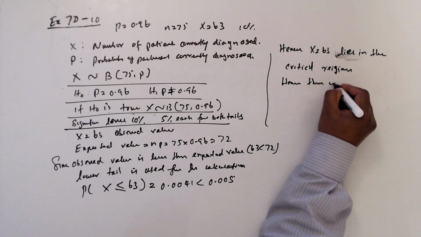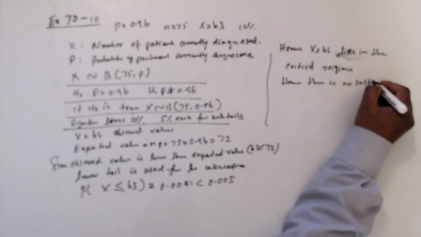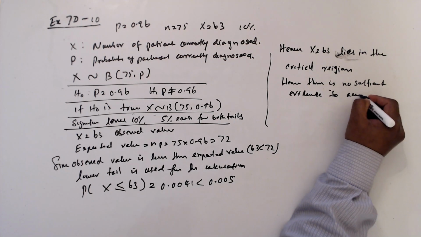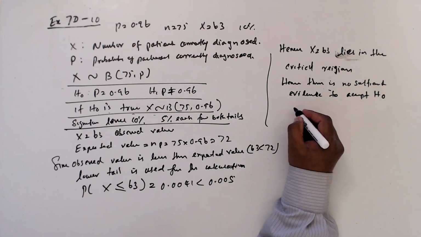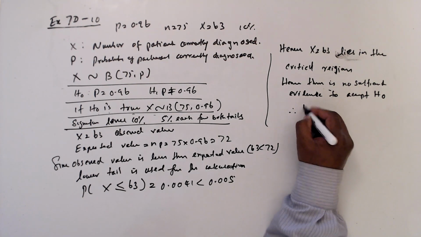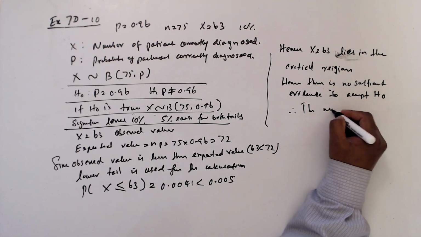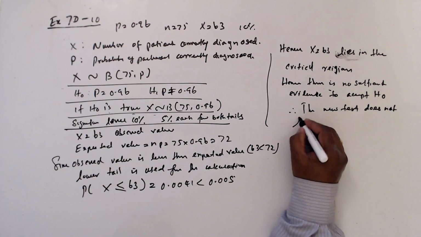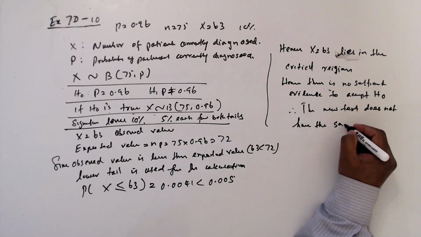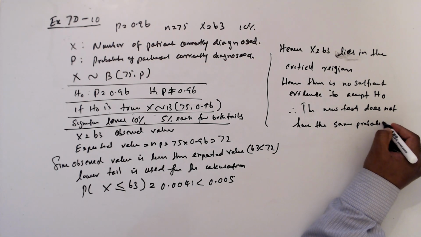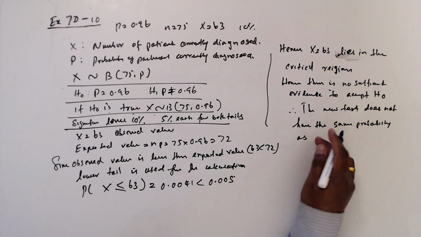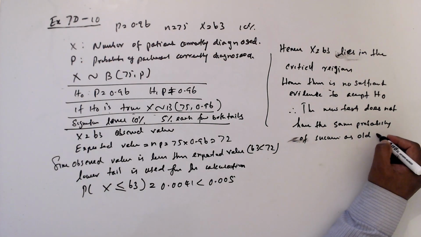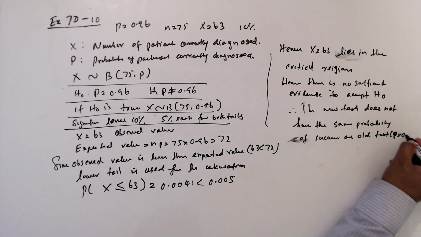Hence, there is no sufficient evidence to accept H naught. Hence, the new test does not have the same probability of success as the old test, 0.96.